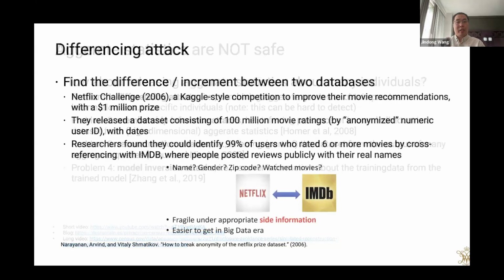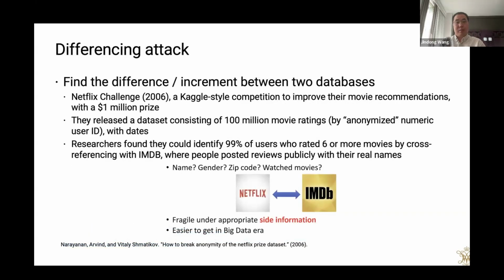Okay. So the first one, the inference attack, is more like the linkage attack. One example here is the Netflix challenge, starting in 2006. That was a Kaggle-style competition designed to improve movie recommendations with a 1 million dollar prize.